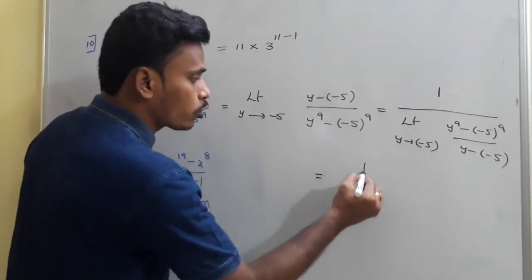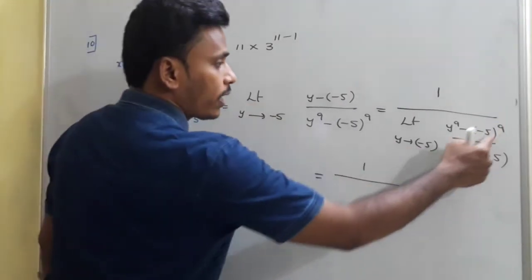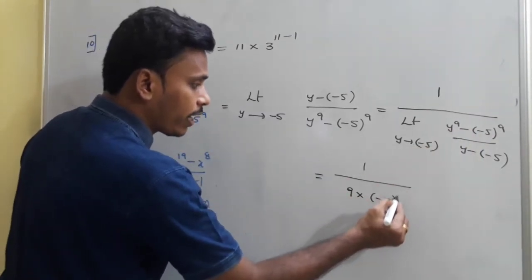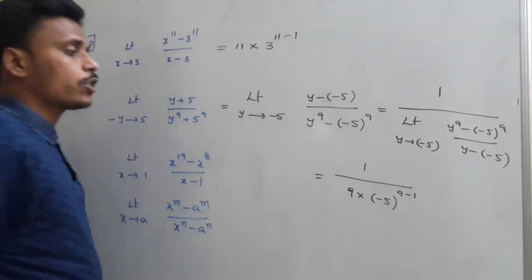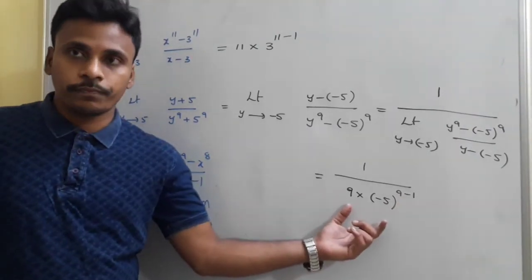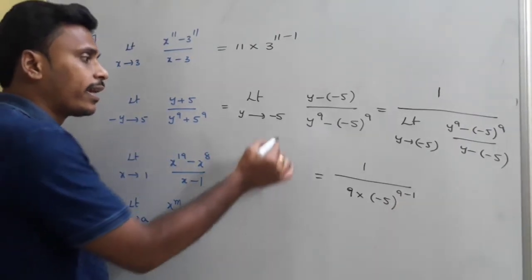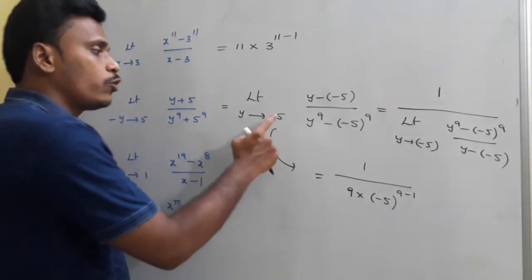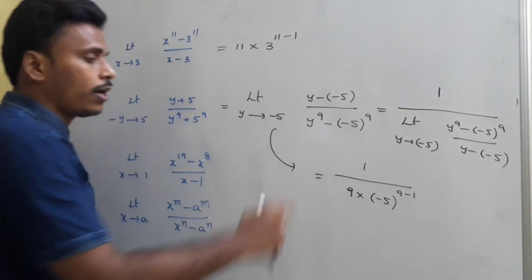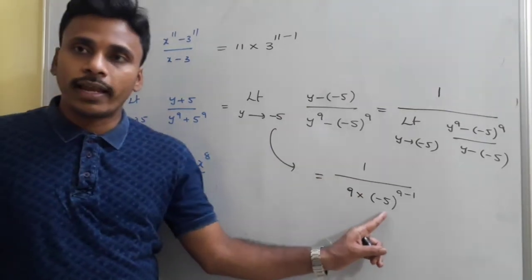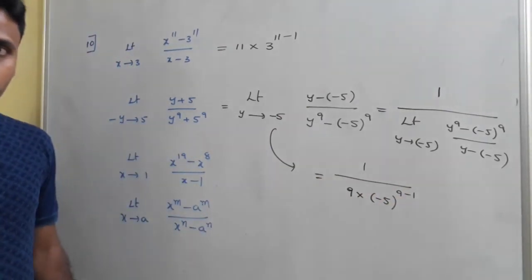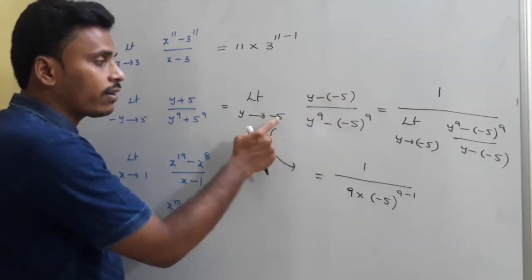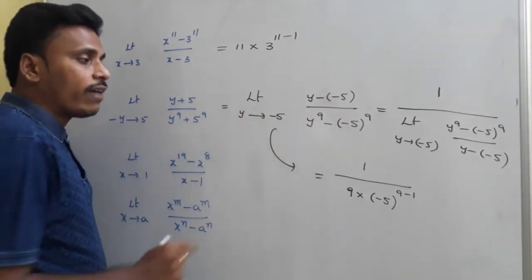So now this is equals to 1 divided by, here what is n? n is 9 and what is a? Minus 5 to the power 9 minus 1. This is your final answer. If you are comfortable, directly you can answer from here. No need to write this step. Okay? Or otherwise you just go to that step and then reach the answer like this: 1 by 9 into minus 5 to the power 9 minus 1. Is it right? Just have a look. I just identified that a value as minus 5 and n value as 9.